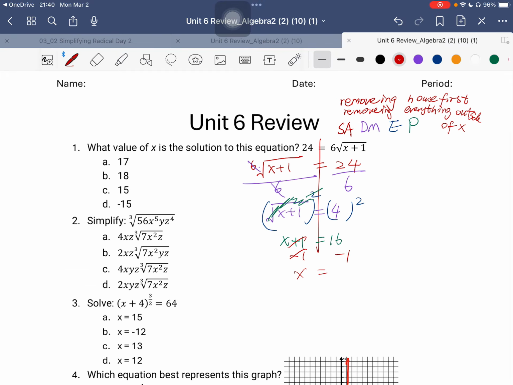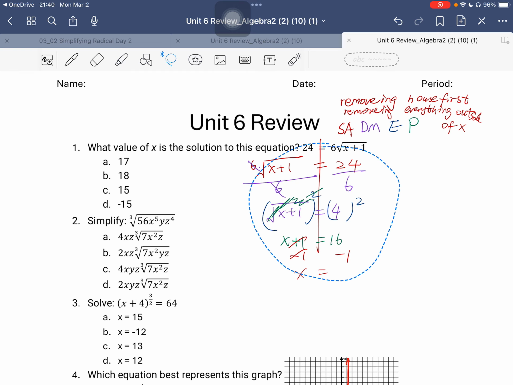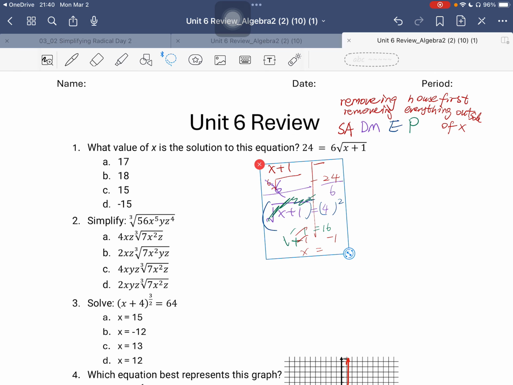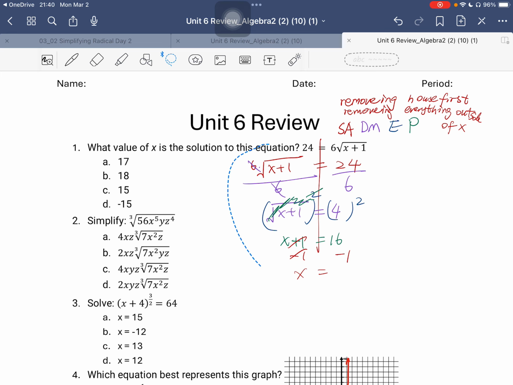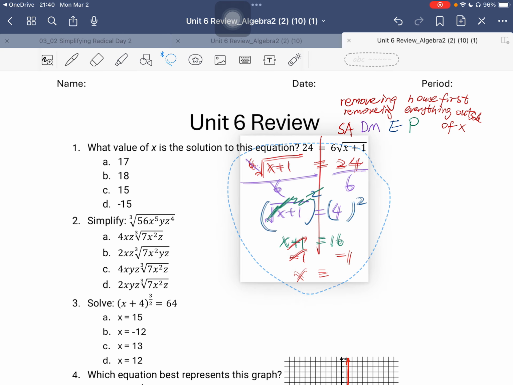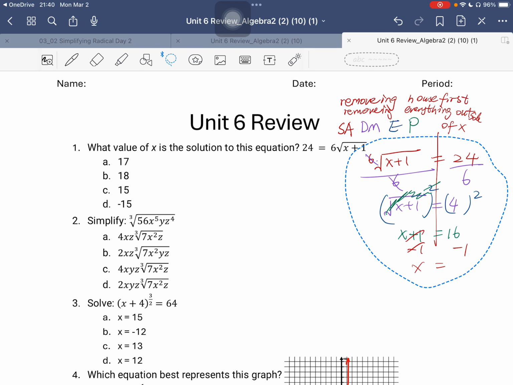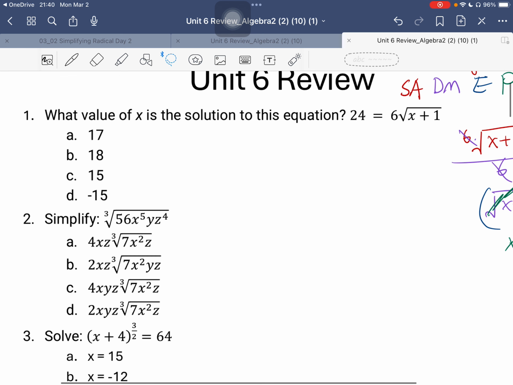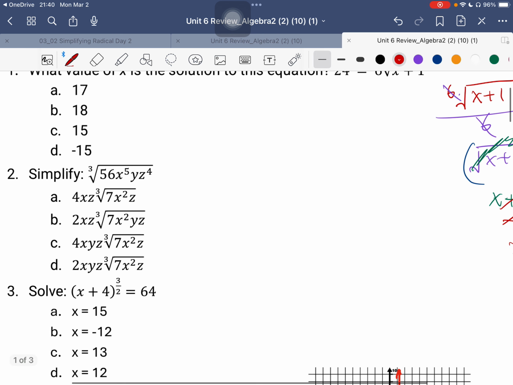All right. Then question 2. Okay, question 2, we're simplifying radicals. To simplify a radical, step 1 is always to make a factor tree, to factor out the number and replace the number only.